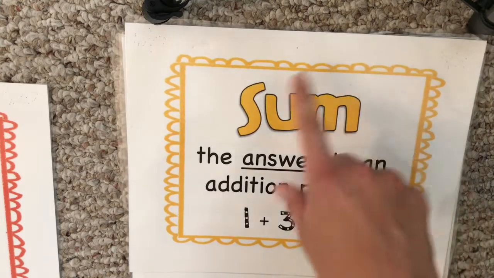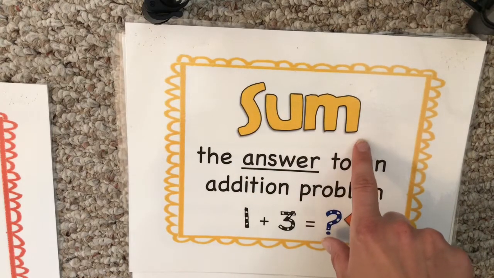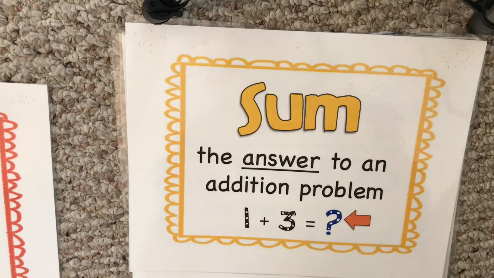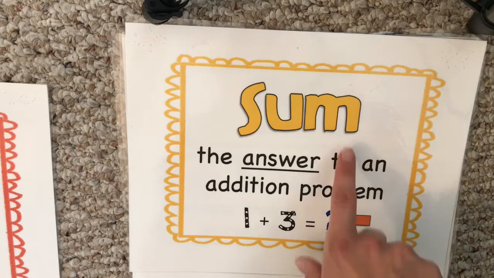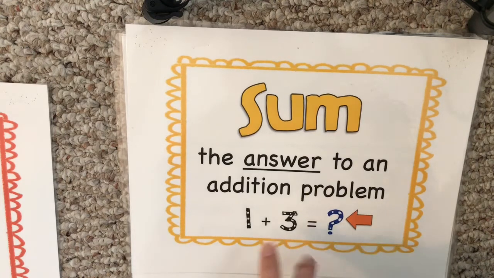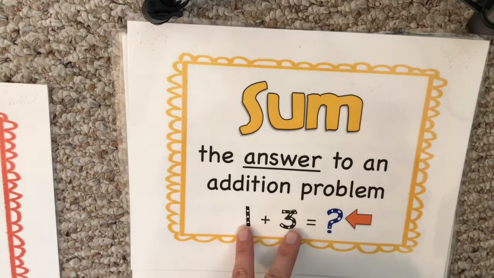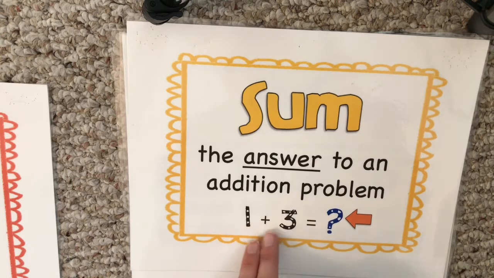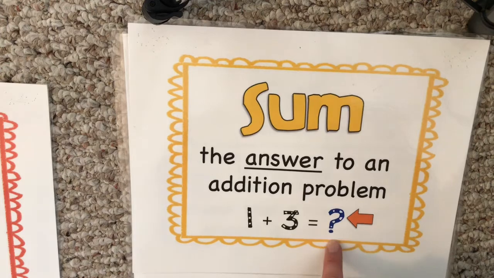Okay, and we'll see this word very frequently in our math book as we go through. So sum is the answer to a plus problem or the answer to an addition problem. And look at this, 1 and 3. Those are our addends. So we take our two addends, we put them together, and they equal the sum.